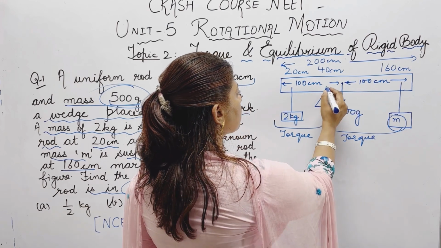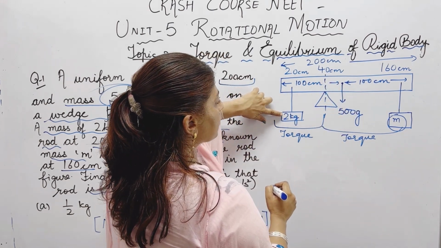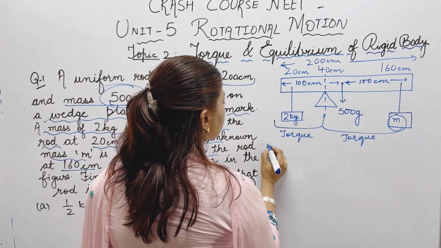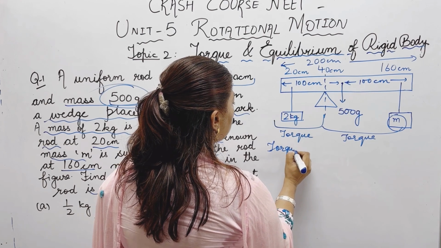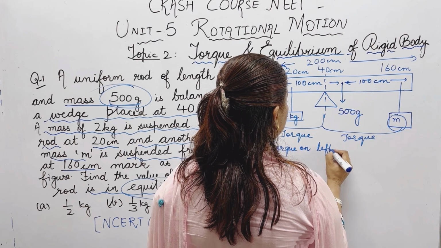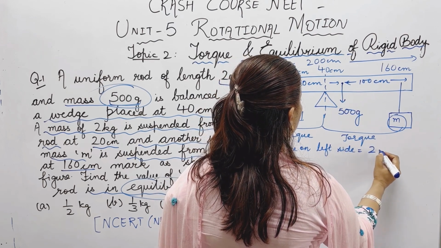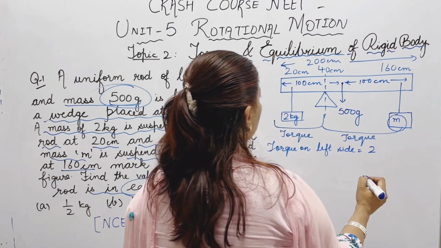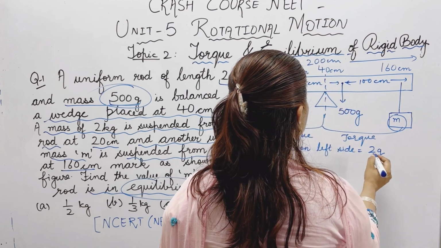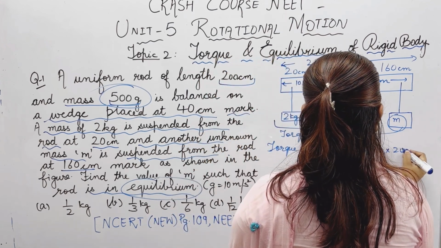So if we look at this position, this 2 kg mass is at the value 20 centimeter. So torque on left side is 2 into g, this will make a force, into 20.